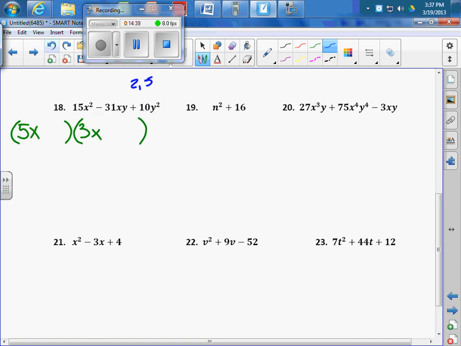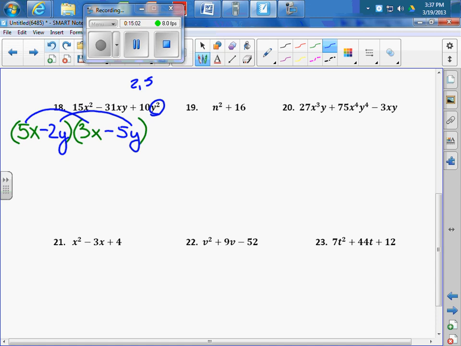But if I am going to guess the 2 and the 5, let's go ahead and do that. With the 2 and the 5 here, what else do I need, though? I need a y times y to get the y squared. Now, let's do the top part of FOIL. 5x times 3x is my 15x squared. 2y times the 5y is 10y squared. My 2 signs have to be minus and minus.